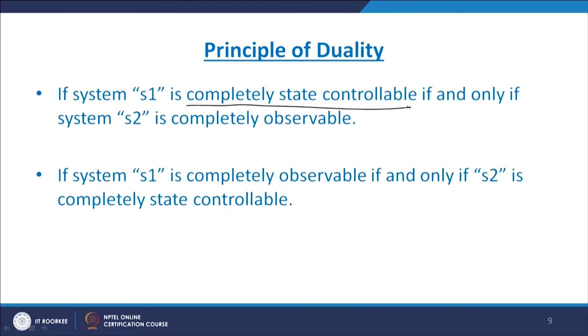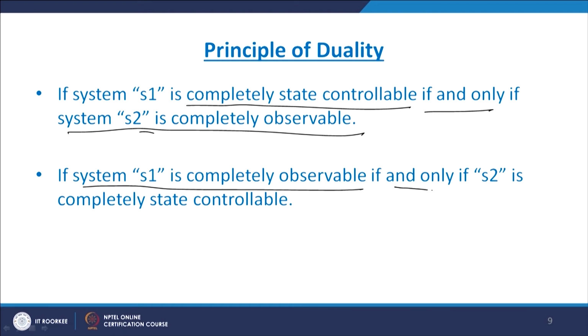Now about the principle of duality. So what is meant by principle of duality? It is said that if the system S1 is completely state controllable, we have seen what is meant by controllability, if and only if the system S2 is completely observable. That is, if you take one system S1 and take the dual of it, they are related. Again the reverse case, if system S1 is completely observable, if and only if S2 is completely state controllable. So observability and controllability are related to each other.